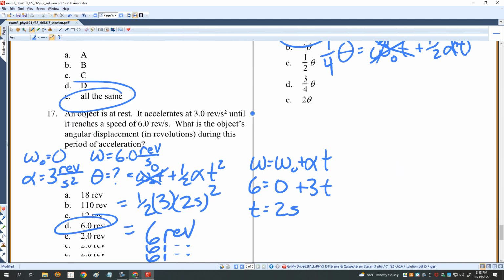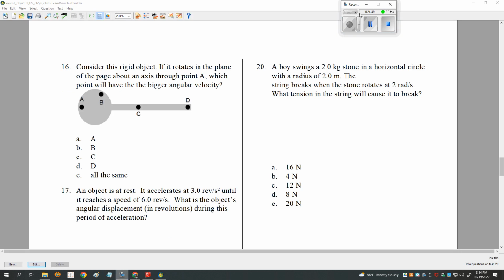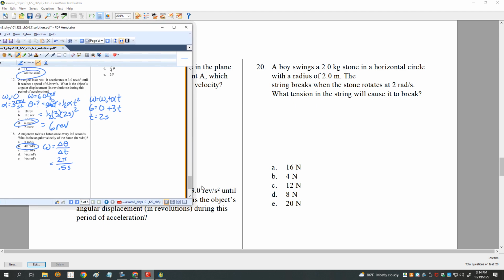Let's see, I think there was another question right here. Give me just a second, I'll find it. Yeah, there was a 20th question here. So a boy swings a 2 kilogram stone in a horizontal circle where the radius is 2 meters. The string breaks when the stone rotates at 2 radians per second. What tension in the string will cause it to break? I'm gonna have to go back over here. I'm sorry.